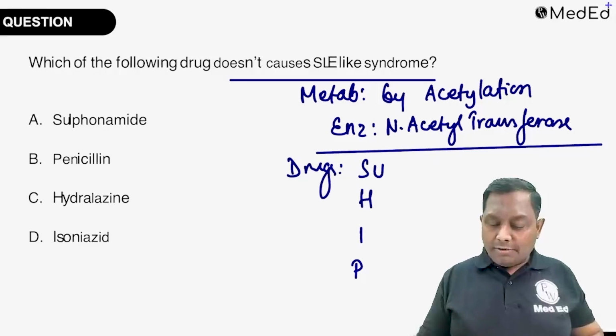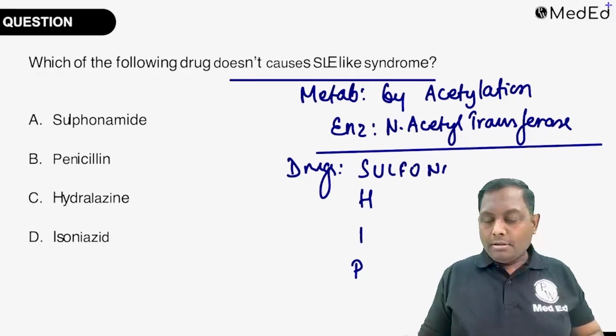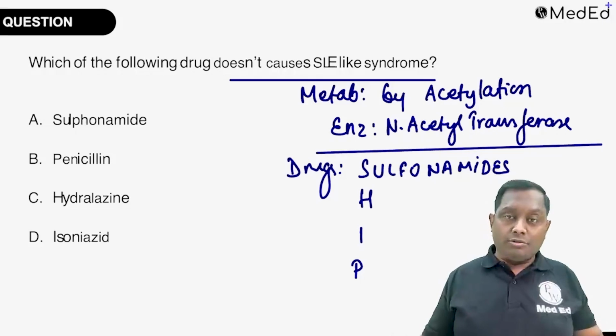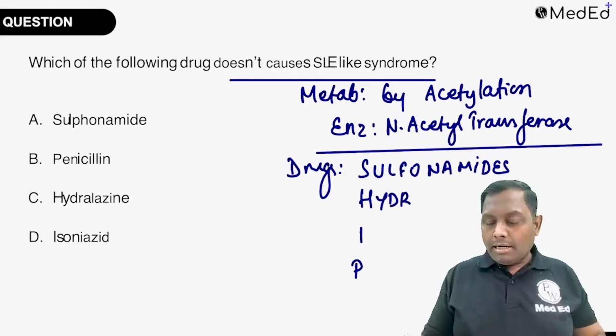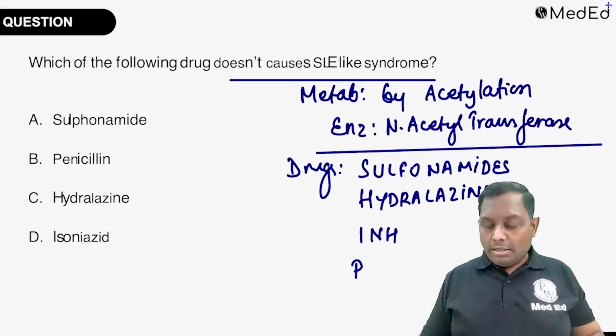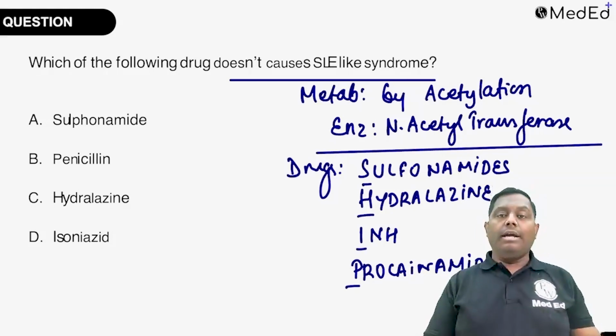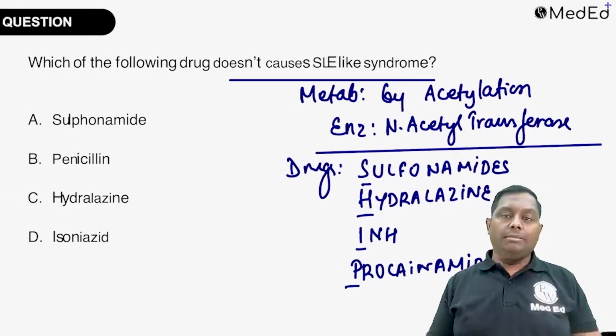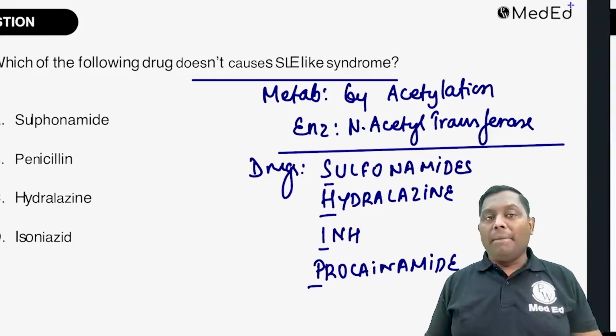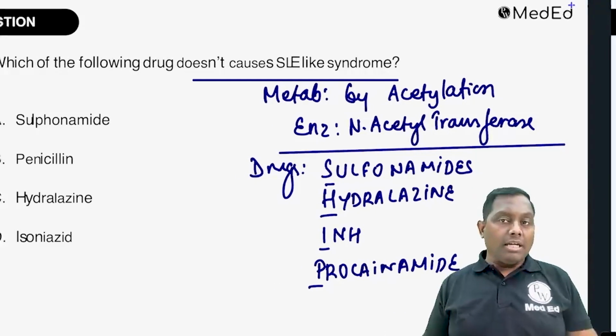SHIP drugs stand for sulfonamide, all the sulfonamides including dapsone, because dapsone is also a sulfonamide. Hydralazine, one of the potassium channel openers. Isoniazid, a first line anti-tubercular drug. And the next one is procainamide. What is procainamide, guys? It is one of the class 1A antiarrhythmic drugs. So all these drugs are getting metabolized by acetylation. There are other drugs also in the list.